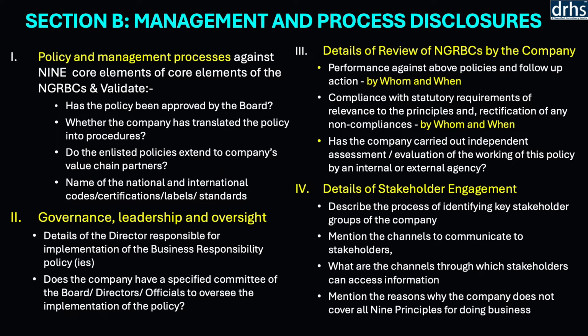Part 4 seeks details of stakeholder engagement, where the company is asked to describe the process of identifying the key stakeholder groups of the company, mention the channels to communicate with the stakeholders, what are the channels through which the stakeholders can access the information, and mention the reason why the company does not cover all 9 principles for doing business.